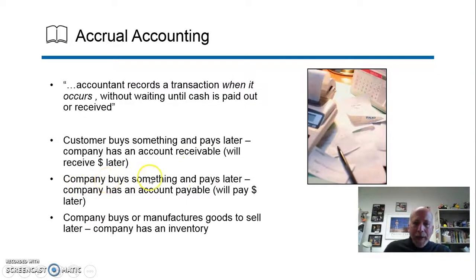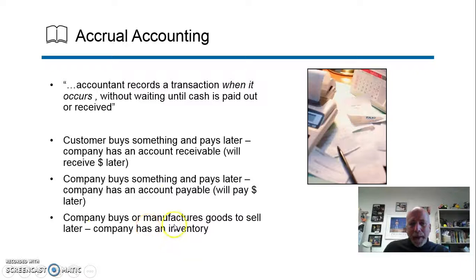If the company buys something and the company they buy it from says it's okay to pay later, then we create what's called an accounts payable because we're paying that money later. This happens to be a liability because it's something we owe to somebody.